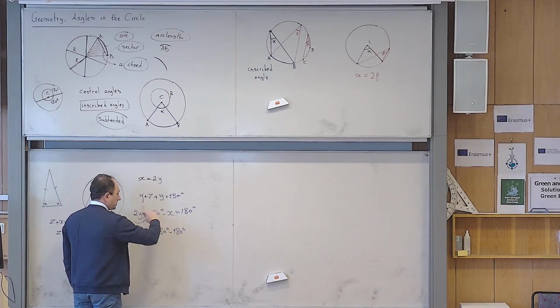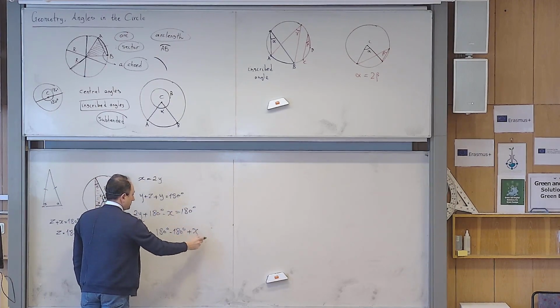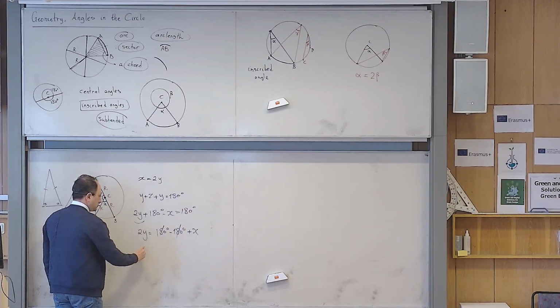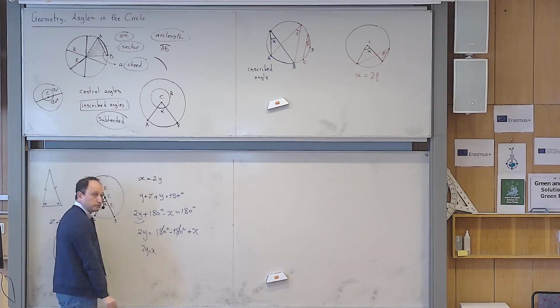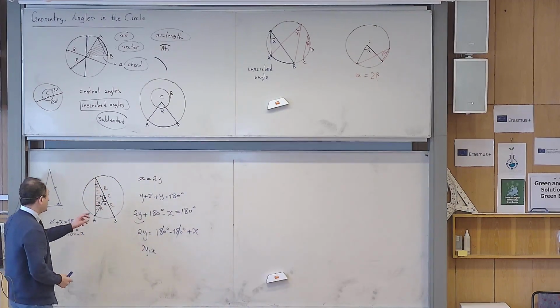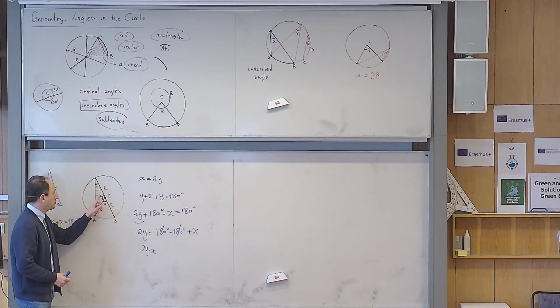I move minus X to the other side. It becomes plus X. And then what happens? This one and that one are gone. So 2Y becomes equal to X. So this is always the case, that the size of this is 2 times larger than that one.